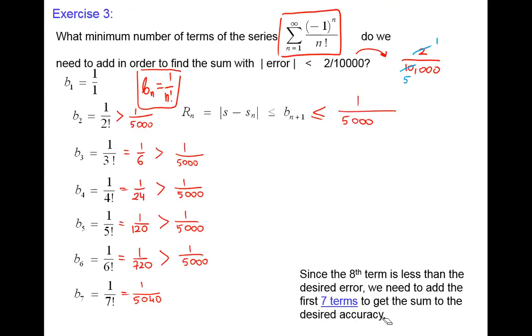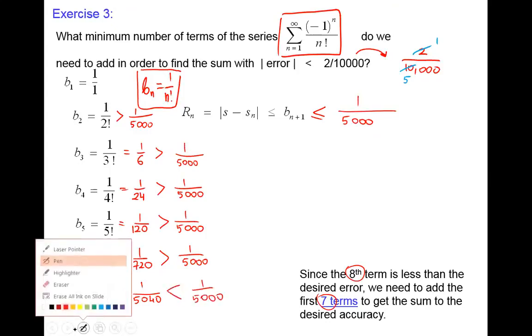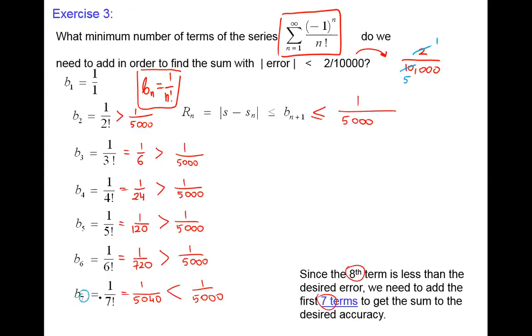That means actually I don't know if my numbers are correct. We will correct it. This is 5,040. That means my denominator is greater. Excellent. That means actually not the 8th term, the 7th term works.